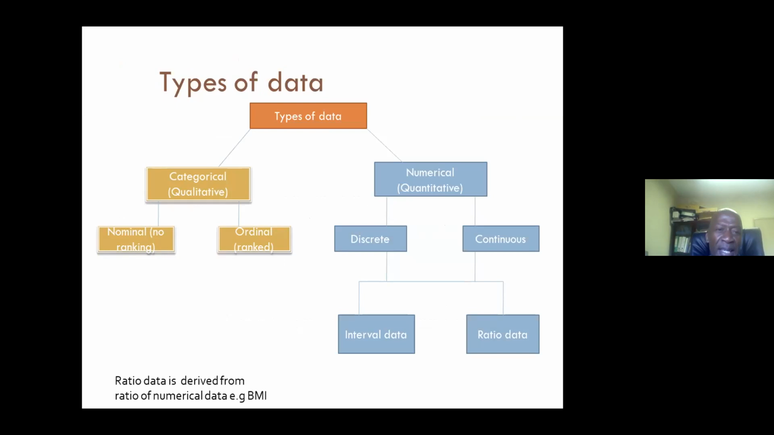So that diagram shows us the basic types of data that we encounter. On the left, we have categorical data, that is qualitative data. Nominal has no ranking, no order. With ordinal data, we can rank in order of importance, in order of severity. With numerical data, which is quantitative data, we have discrete and continuous data. There are also two broad categories: interval data and ratio data.